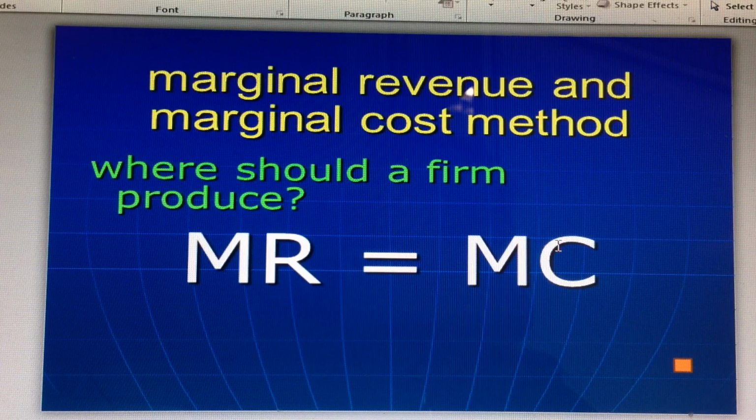This is the amount that the firm should produce. This law is true for all market structures. Okay, this is the most important thing. The marginal revenue will equal the marginal cost. So in short, regardless of the market structure, if you want to make the most profit, you should be producing here. Or if you want to make the least losses, you should be producing at this point.